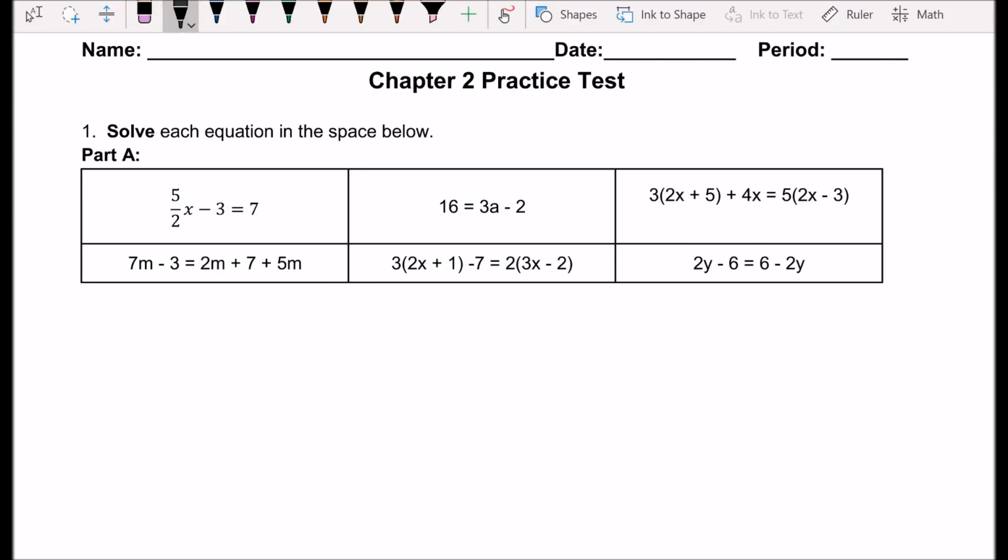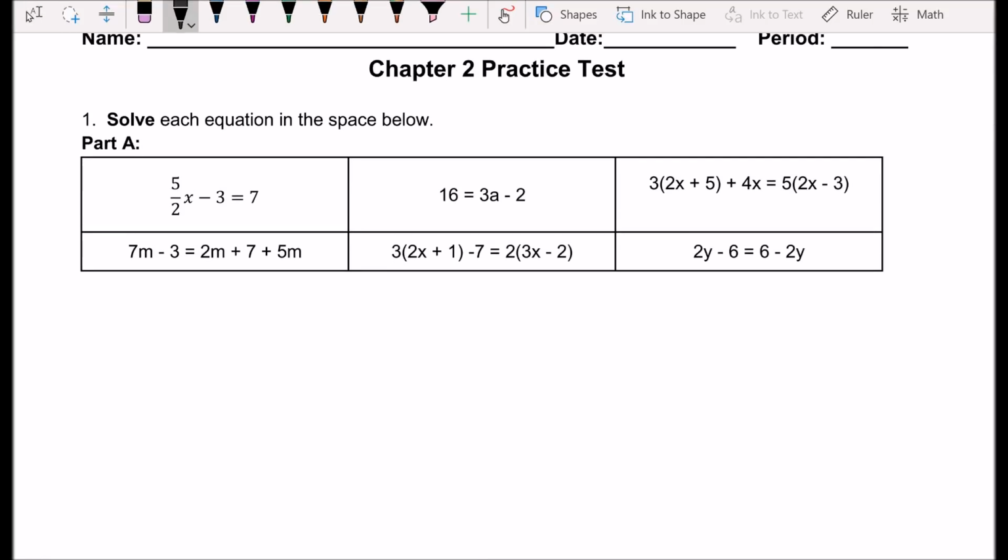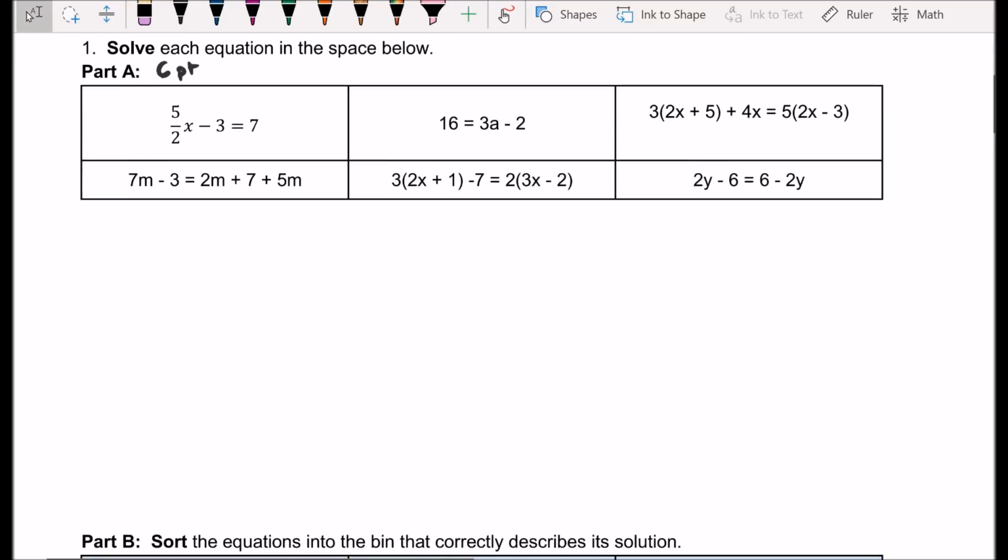Problem 1, part A, is going to be 6 points. So each problem is 1 point, and you need to show your work on each problem. We're gonna go over problem 1: 5 over 2 x minus 3 equals 7.